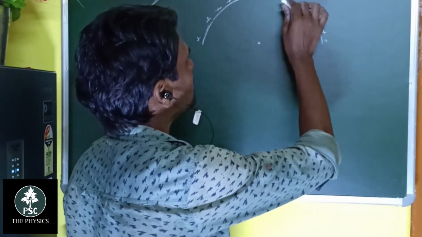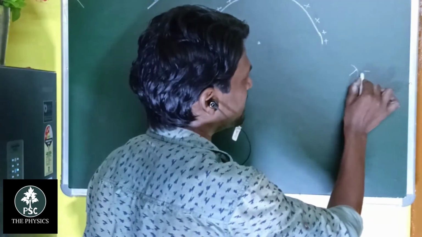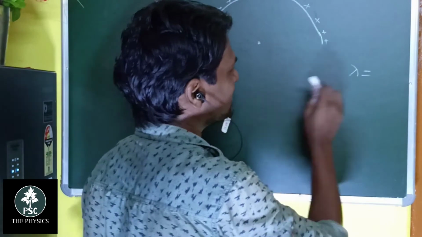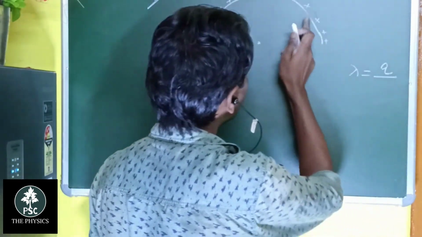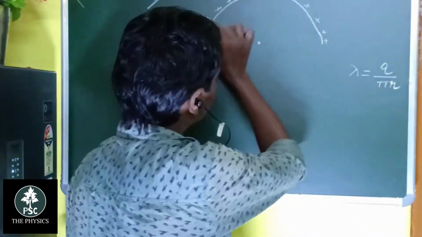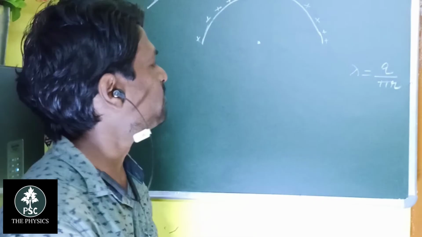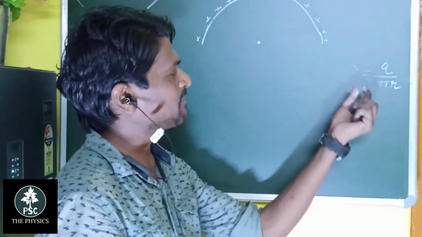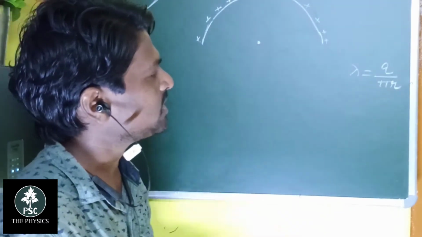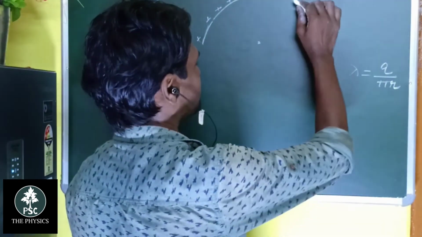So students, we take lambda as the linear distribution of charge. So lambda equals total charge by total length. The total length is pi r, since the total ring is 2 pi r, so half of the ring is pi r. So lambda equals total charge by total length. And this is the radius.